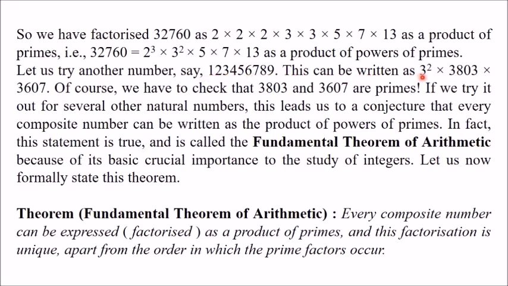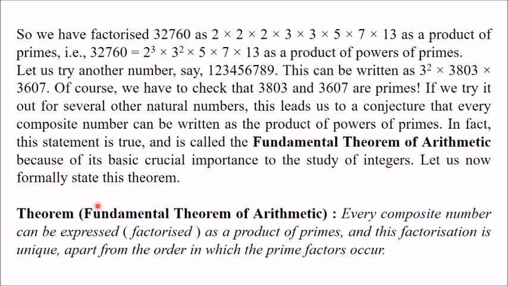This can be written as 3 square into 3803 into 3607. Of course, we have to check that 3803 and 3607 are primes. If we try it out for several other numbers, this leads us to conjecture that every composite number can be written as a product of powers of primes. In fact, this statement is true and is called the fundamental theorem of arithmetic because of its basic, crucial importance to the study of integers.